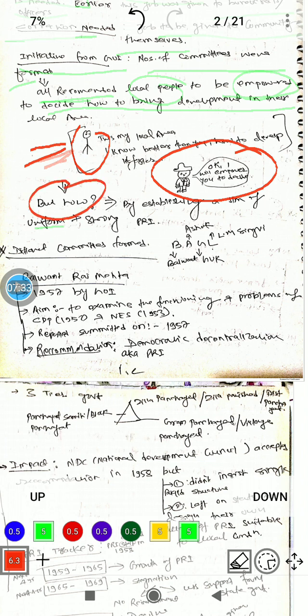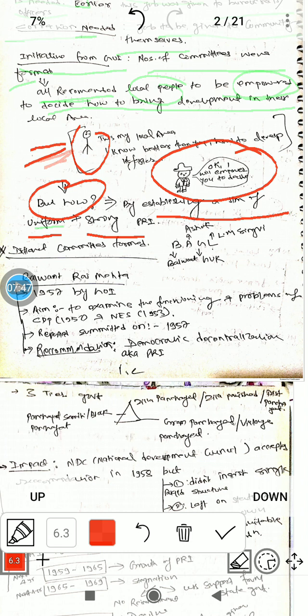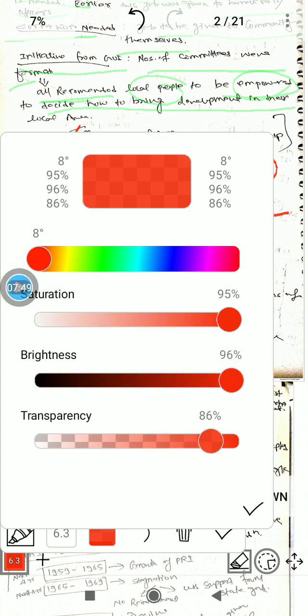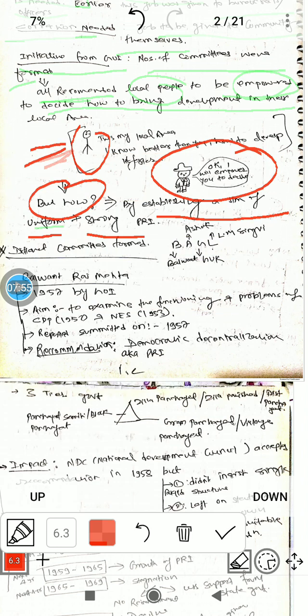This will be established by a system of uniform and strong PRI. Uniform means the same structure all over India, and a strong PRI is needed. There were different committees, as I told you earlier. So what were the different committees that there were?